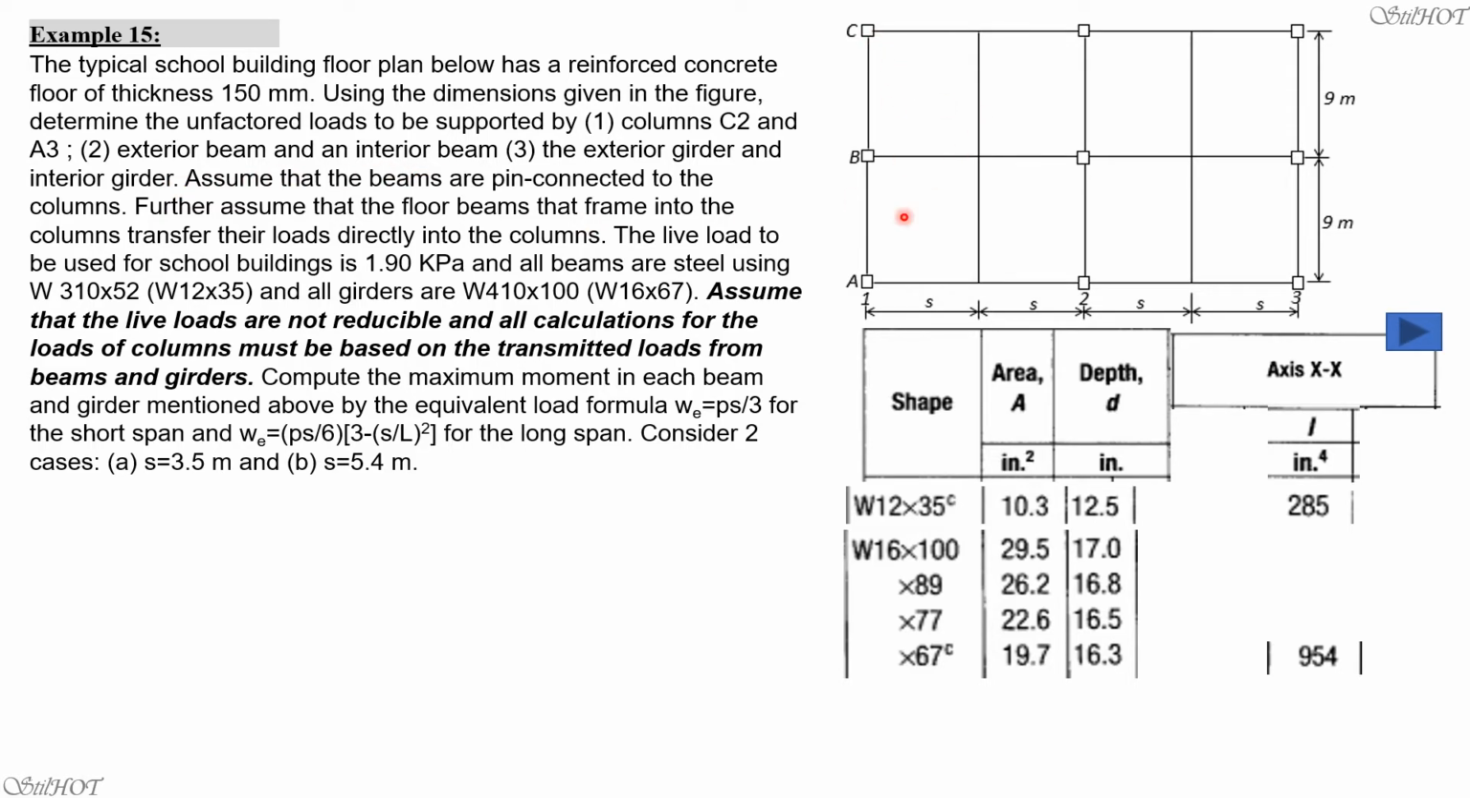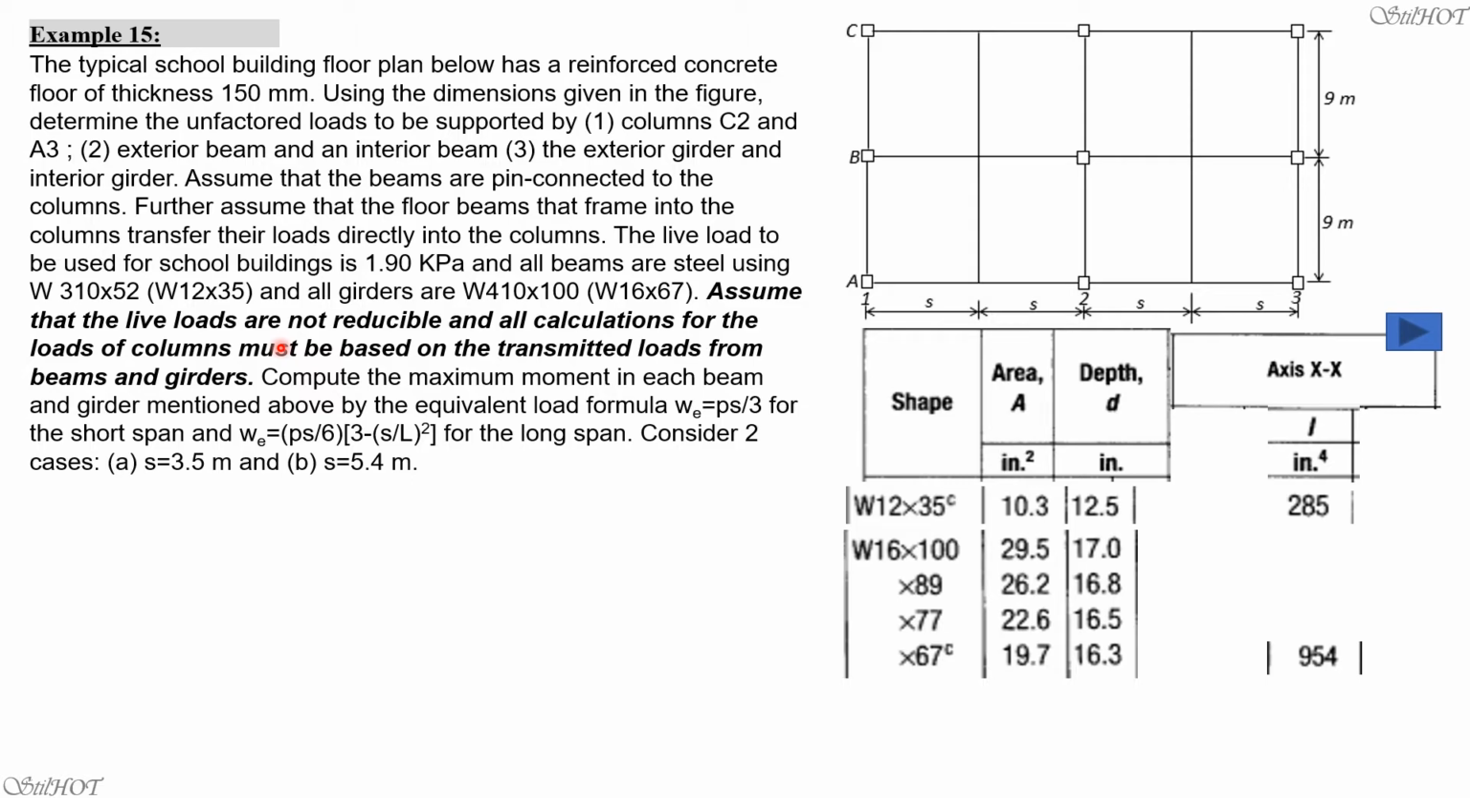So these are the beams. The vertical members are beams. The horizontal members are girders for this case because the beams are framed into the girder. So this is also a beam, although this beam is framed directly into the columns. And number 3, the exterior girder and interior girder. So loadings for the exterior girder and interior girder.